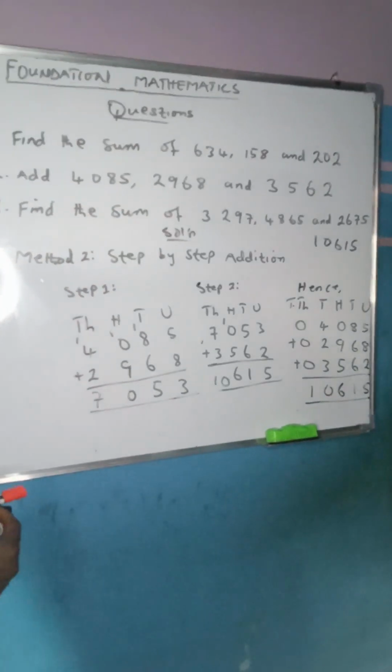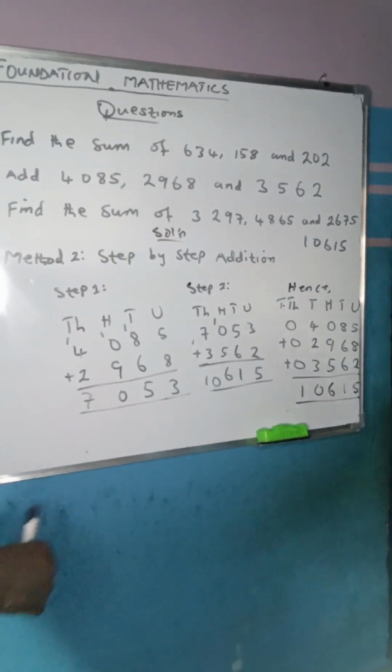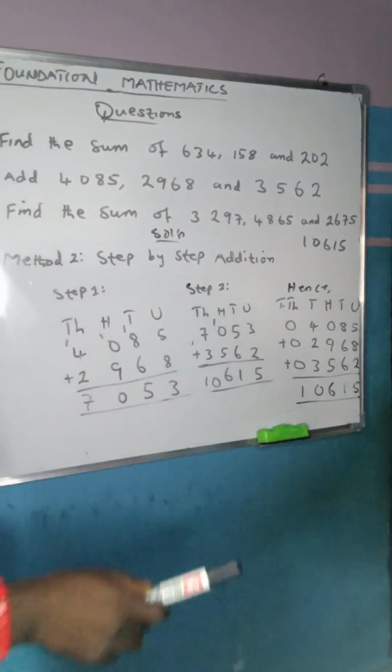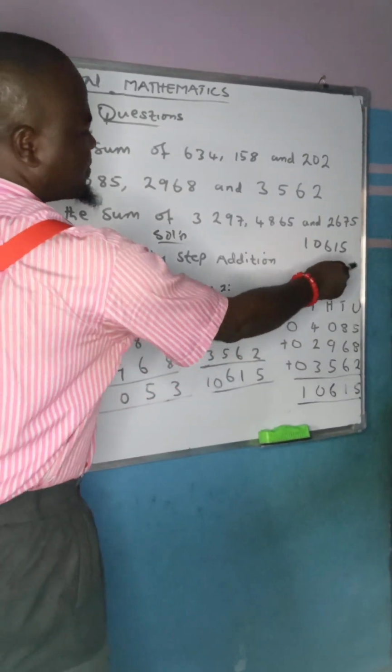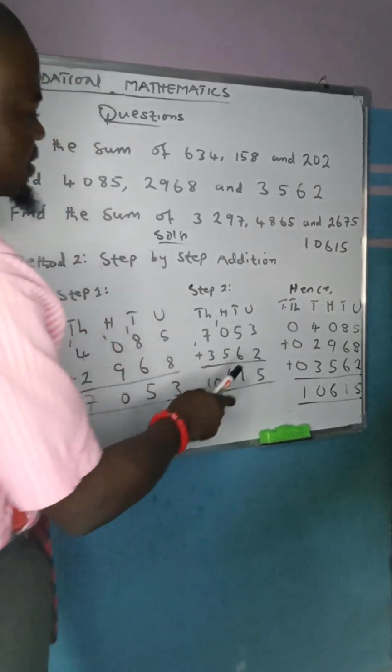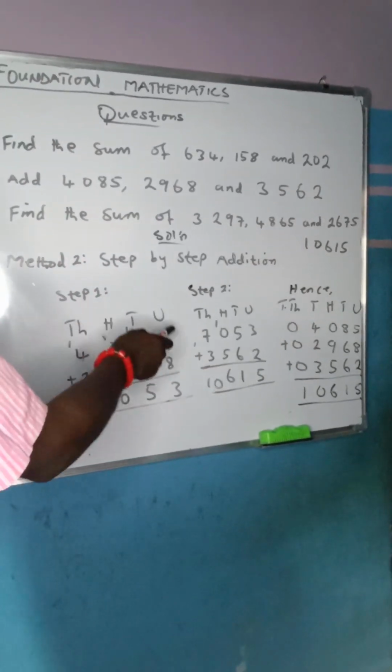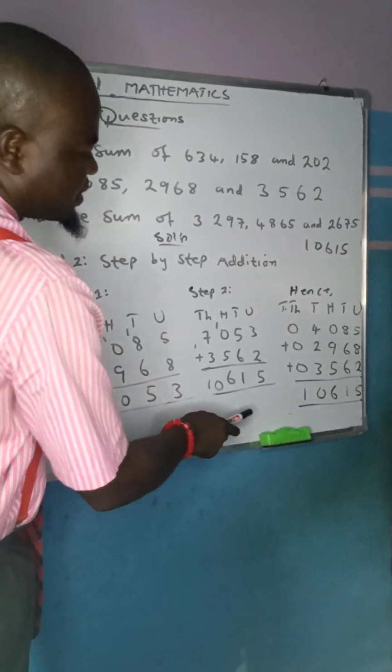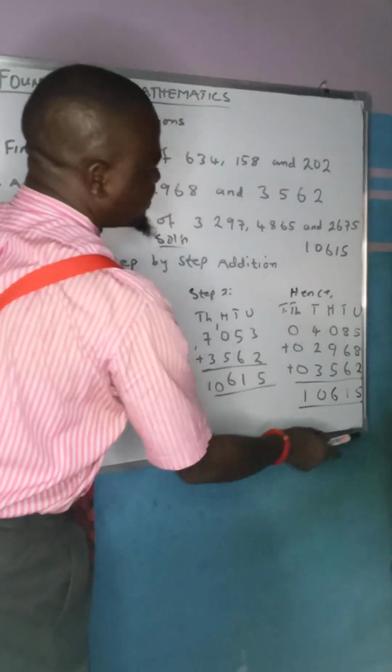So if you look at it, now let's compare the answer. The answer we got from the direct method is 10615. And the answer we got from step 1, step 2 addition is 10615. So we're correct.